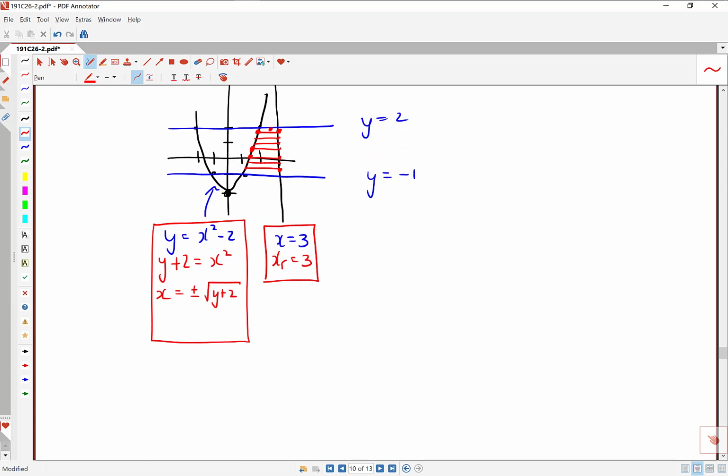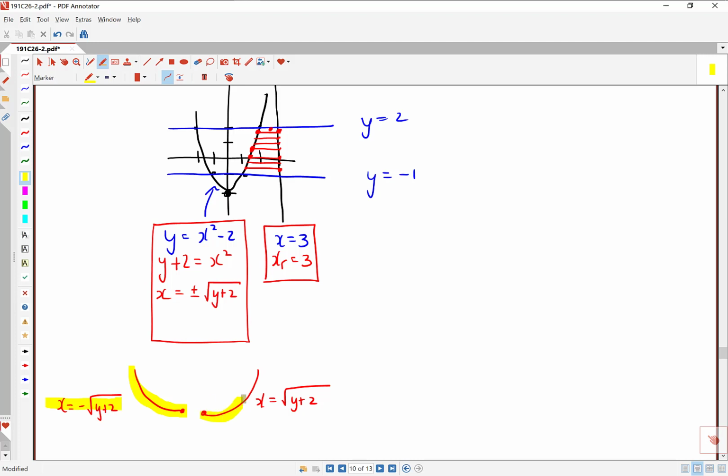Now, it's sort of strange that we're getting two possibilities here, but what this represents geometrically is just the two halves of the parabola. The left half of the parabola has equation x equals minus root y plus 2. And then the right half of the parabola has the equation x equals root y plus 2. That's just because on the left side of the parabola, the x values are negative, so you get x equal to the negative root.